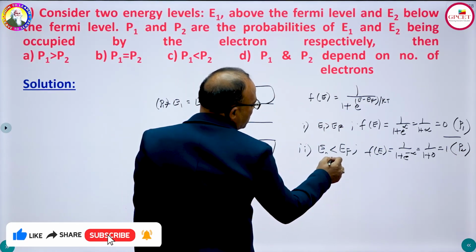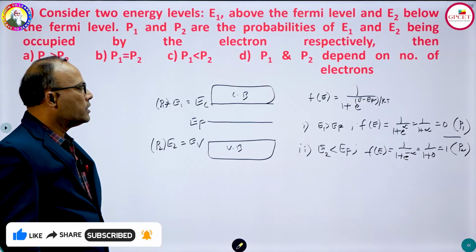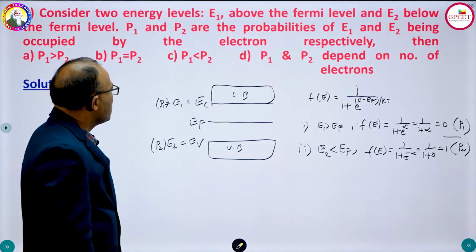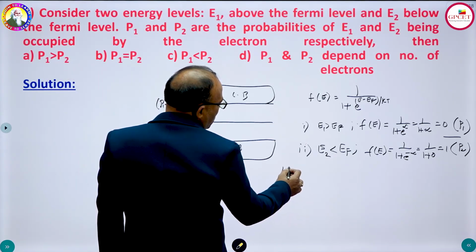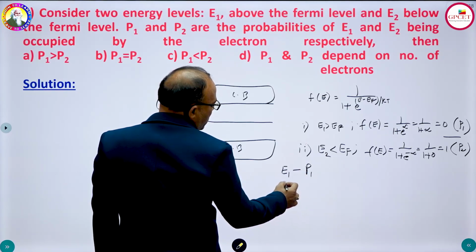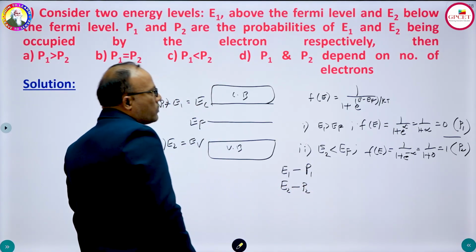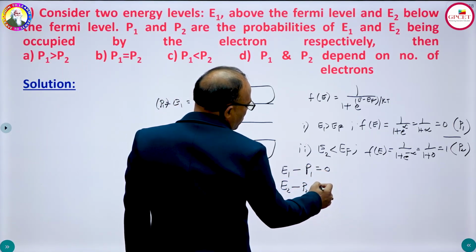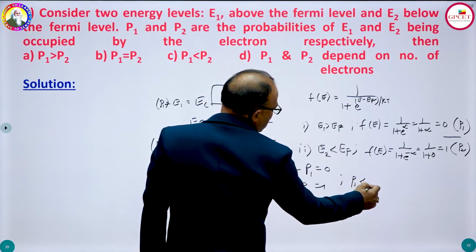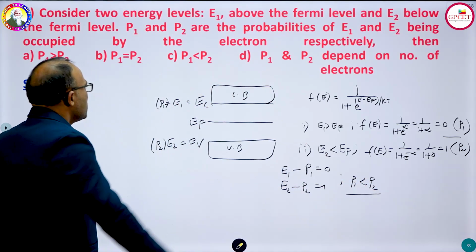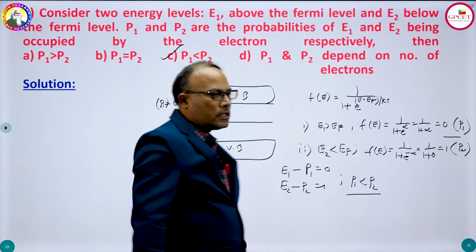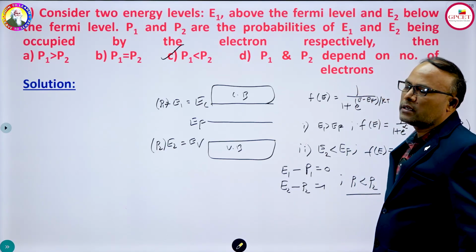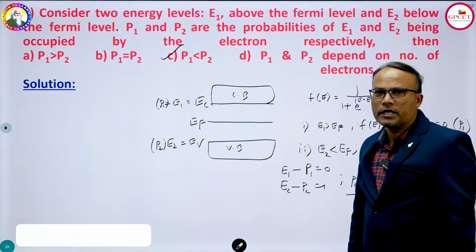That means this is energy E2, which is less than EF, then you get a probability density function of 1, which is nothing but P2. So therefore, what about the probability for E1? The probability is P1, and for E2 the probability is P2. So P1 value is 0 and P2 value is 1. Therefore P1 is less than P2. So this is the correct answer: P1 is less than P2. Likewise, questions are asked regarding the Fermi level and Fermi-Dirac probability density functions.